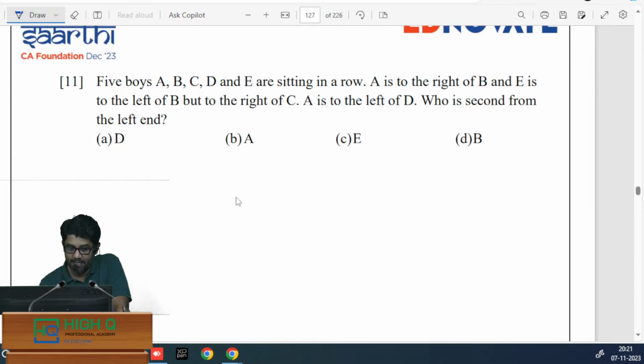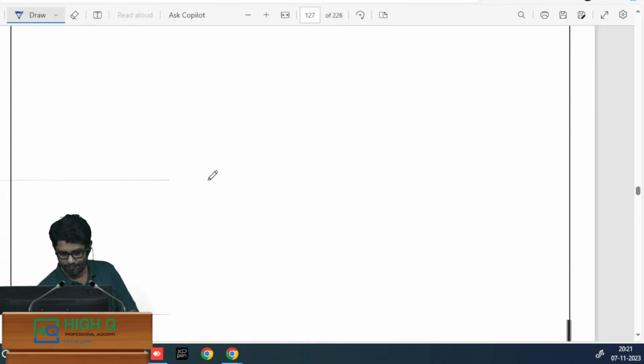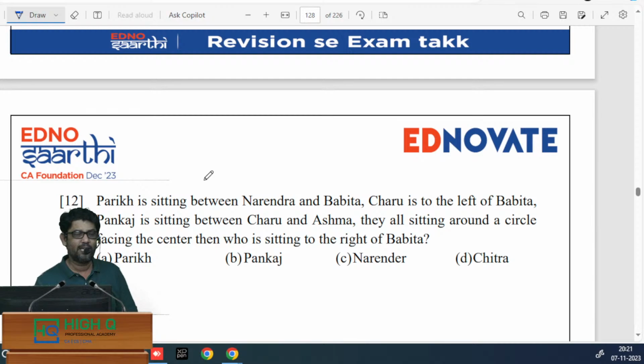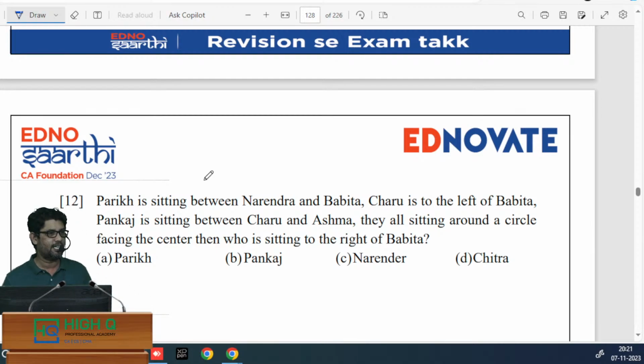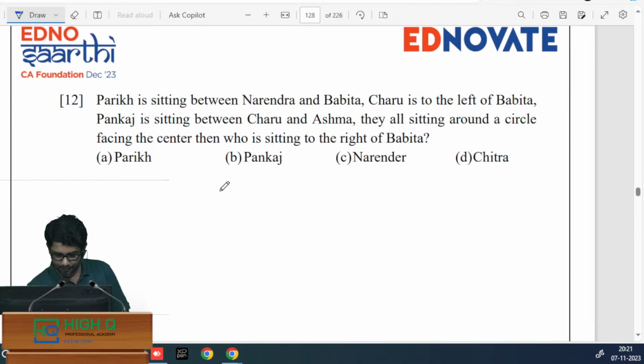Five boys A, B, C, D and E are sitting in a row. A is to the right of B and E is to the left of B but to the right of C. A is to the left of D. Who is second from the left end? I think this one also we did. This is also a repeated question. So it is enough to do past year questions for seating arrangement. Yeah, I want you to do this, my dear.